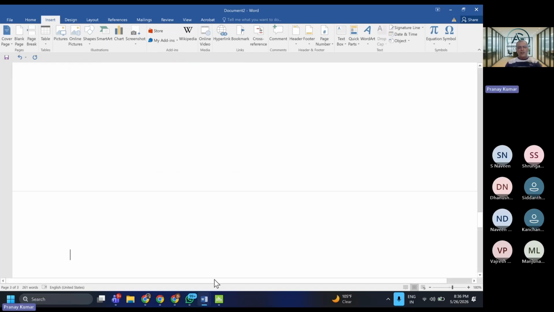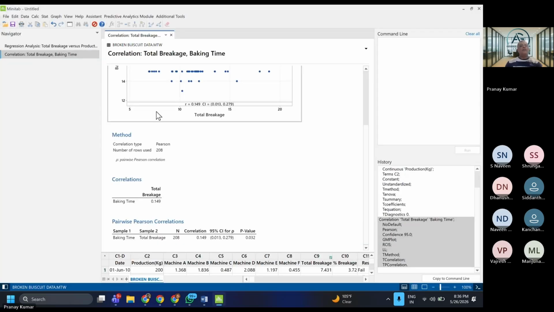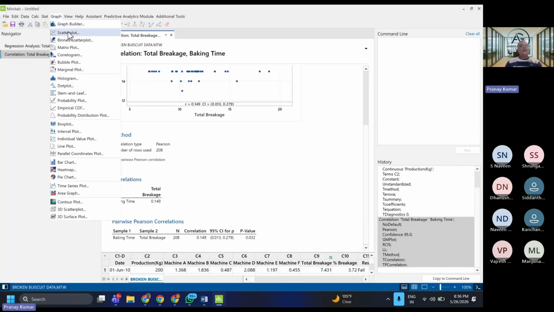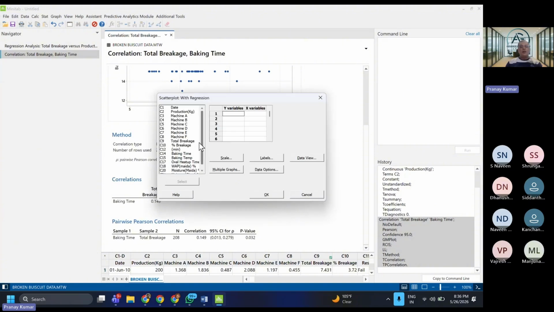All of you know how to make a scatter plot. Yes? But still let us do it. Graph, scatter plot, the third option with regression. Press OK. My project Y was total breakage. I am trying to find out whether production impacts it. I want to find out whether machine A impacts it. I want to find out whether total breakage is impacted by baking time, total breakage versus baking temperature. All kinds of scatter plots can be drawn.